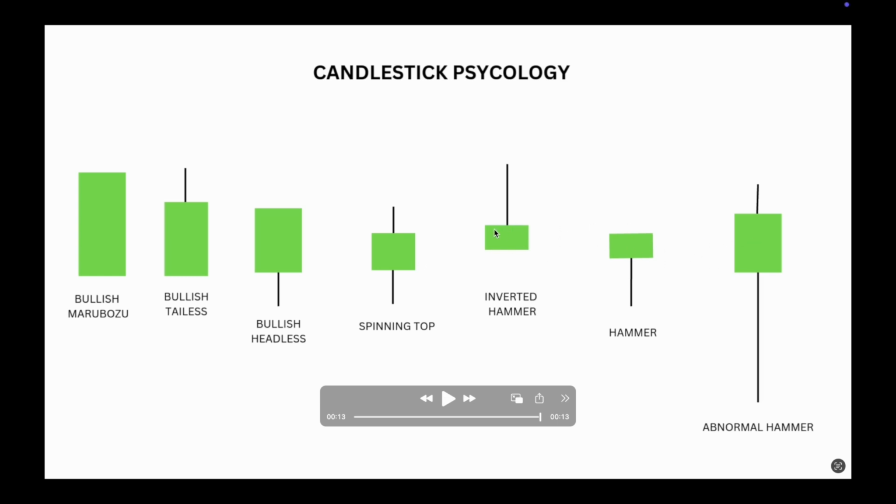Now you can take a screenshot of this chart from this video, memorize it, and put it in the back of your head, and in the next video we will be taking live trades. If I say bullish tailless, bullish headless, spinning top, inverted hammer, at that time you have to know what I am talking about. You have to understand this.